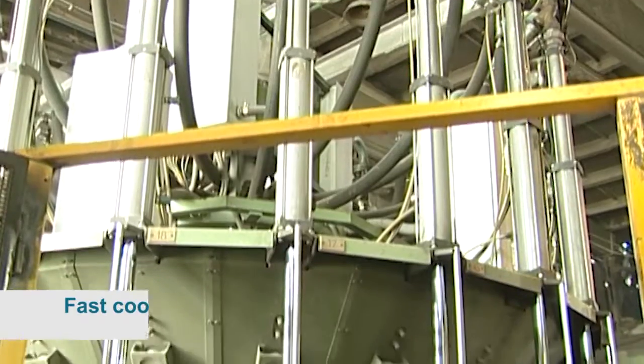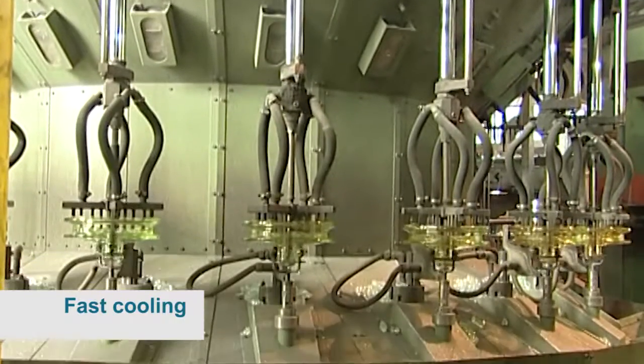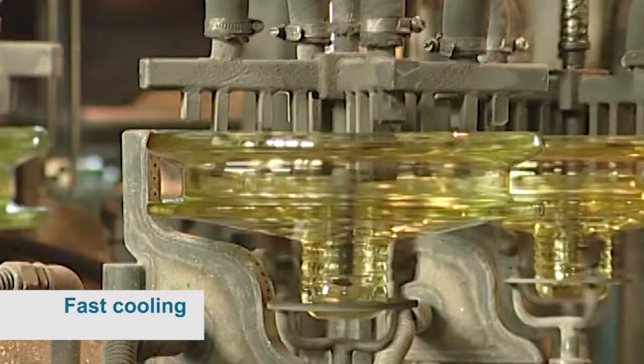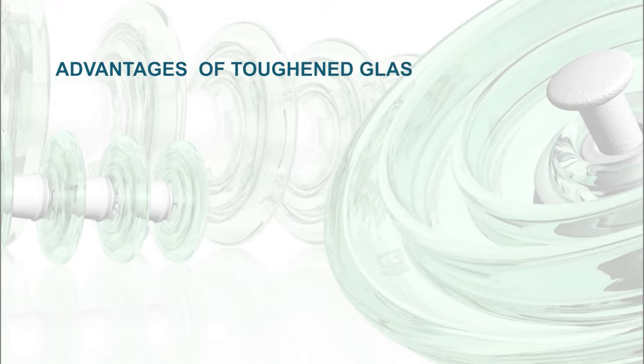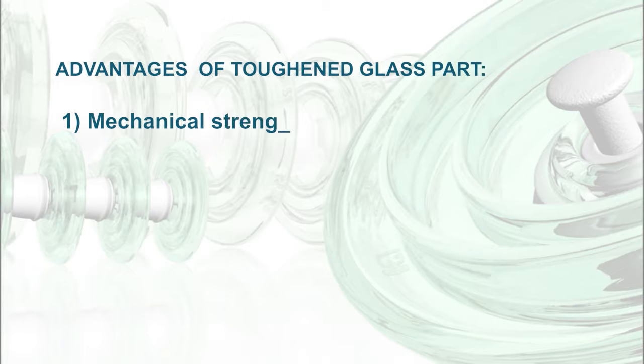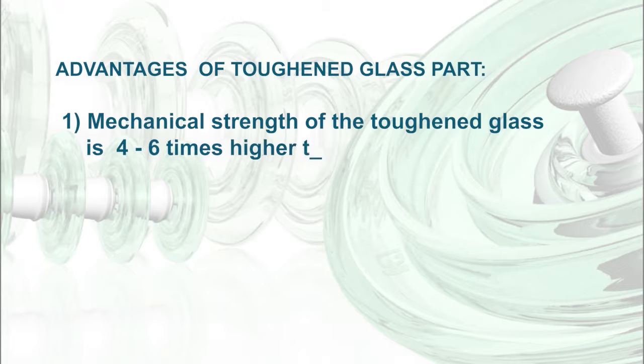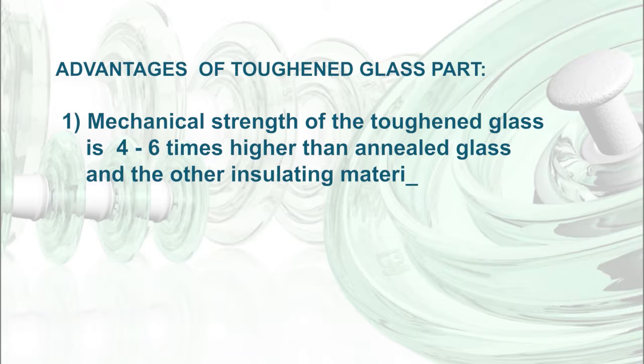The first stage, uniform preheating of items at specific temperature, which depends on the glass chemical composition, shape, and so on. The second stage, the item is intensively cooled by massive heat removal from the glass surface in a very short space of time. In the result of toughening, 1. Mechanical strength of glass part is increased, therefore mechanical strength of toughened glass is 4 to 6 times higher than annealed glass and the other insulating materials.